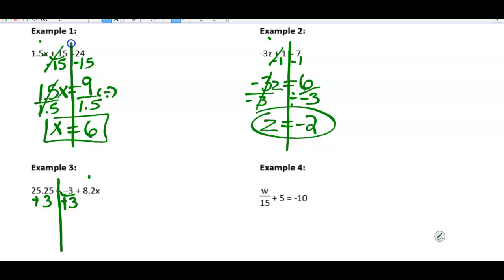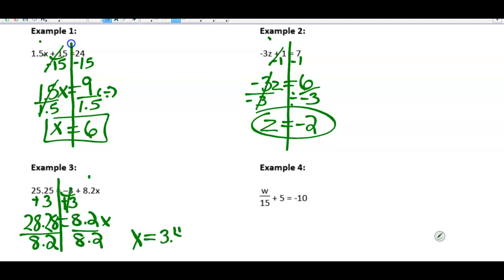it will cancel on this side, and I'm left with 28. And then I put my equal sign. And then what I'm going to do is drop down my 8.2x. My last step is to divide by 8.2, divide by 8.2, and then I should be left with x equals 3.4. And then I circle my answer and I'm done.